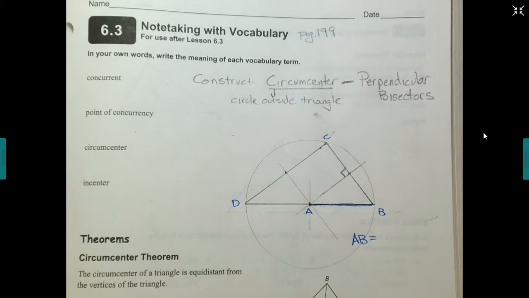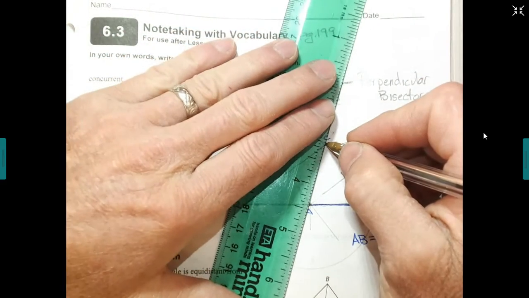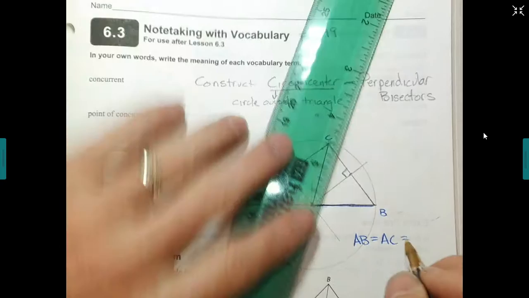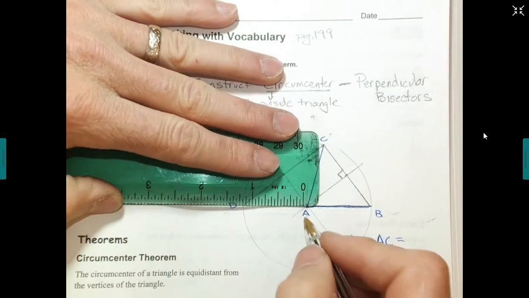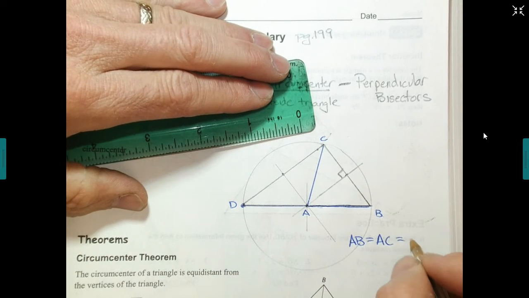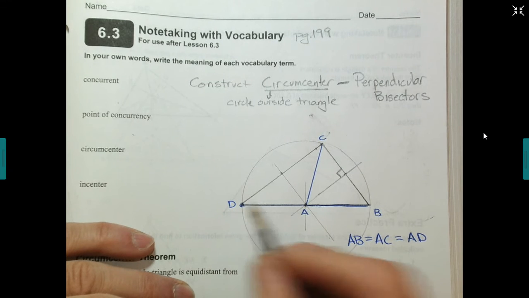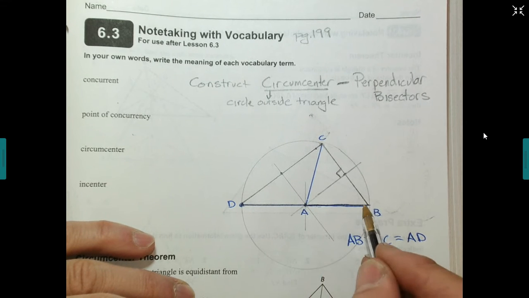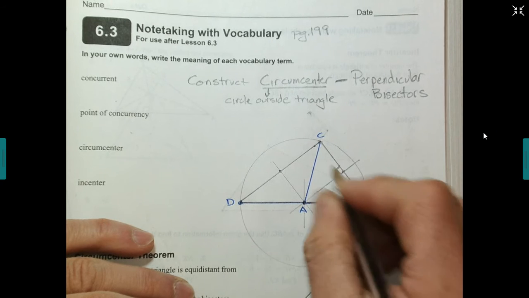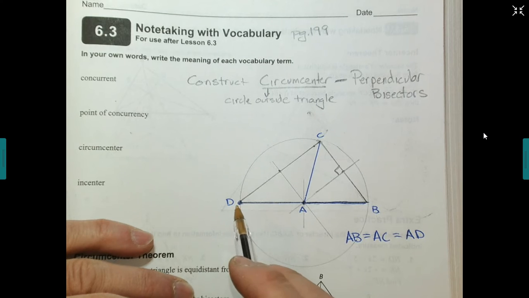equals AC and it also equals AD. And the reason we know they're all equal is because it's the radius, right? AB is the radius of this circle. So this line segment AB of this triangle equals this line segment AC, which equals this line segment AD.